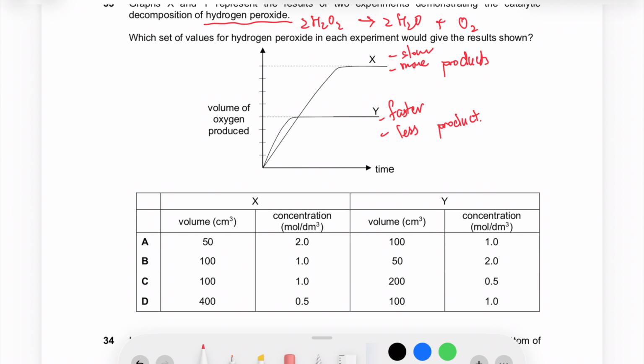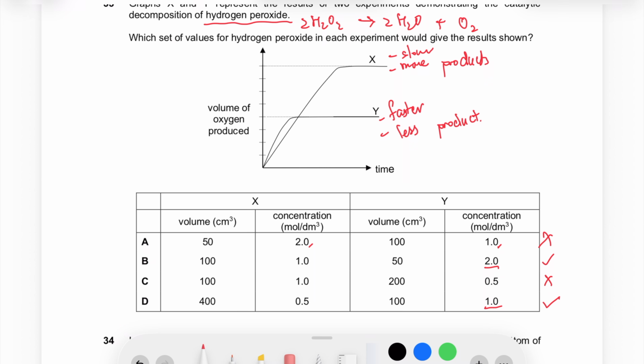So let's see. If you want to see who is faster, you have to look at concentration. So experiment Y is faster, so the concentration must be higher. This is 1, this is 2, so this is out. Okay, 2, this is possible. This is out. This is possible. Okay, so it must be a larger concentration, a higher concentration.